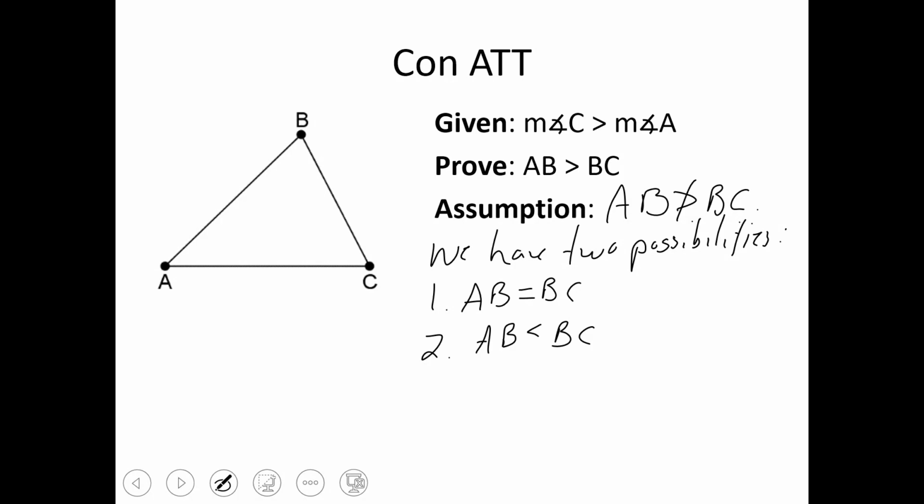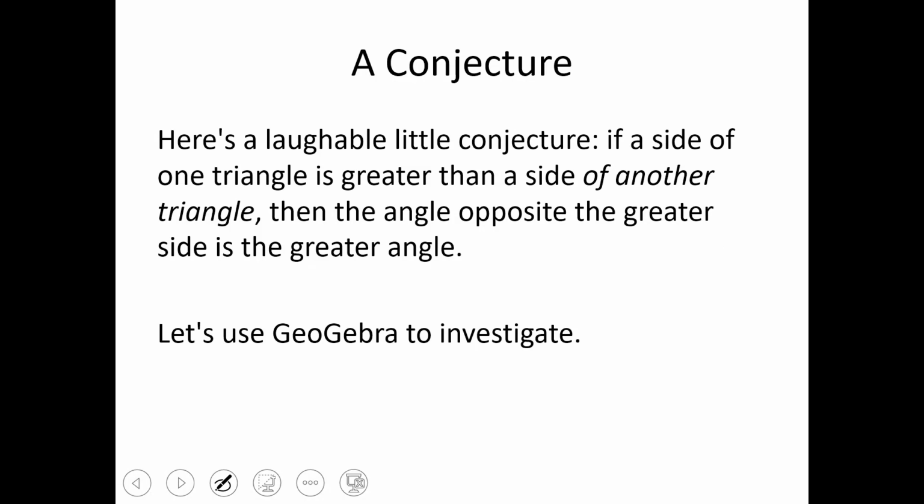If we apply it to number 2, it follows that if AB is less than BC, then angle C is less than angle A, because angle C is the angle opposite side AB. But that contradicts the given as well. The given says that angle C is greater than angle A, not the other way around. So both of these possibilities independently lead to a contradiction, and we've closed off both of them, which means that our original assumption is false. It is false that AB is not greater than BC, which means, of course, that AB is greater than BC.